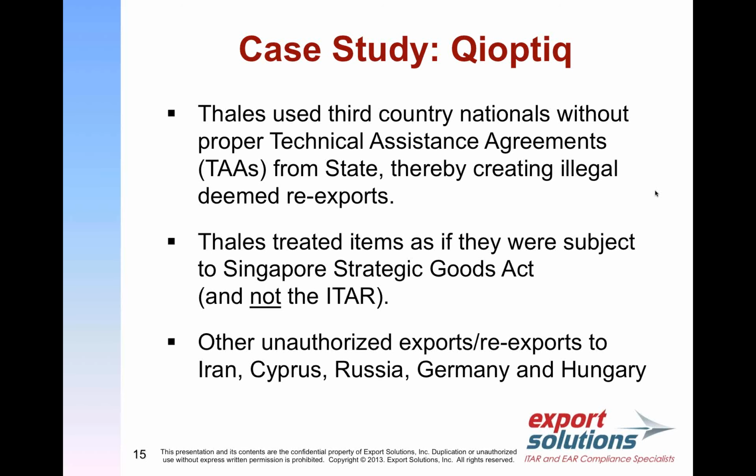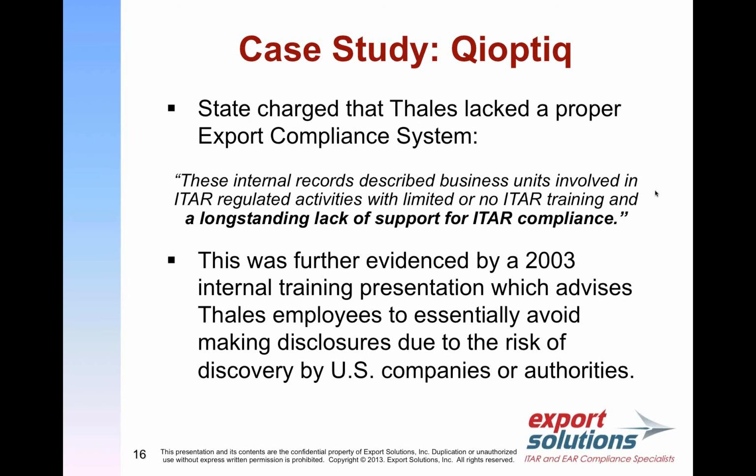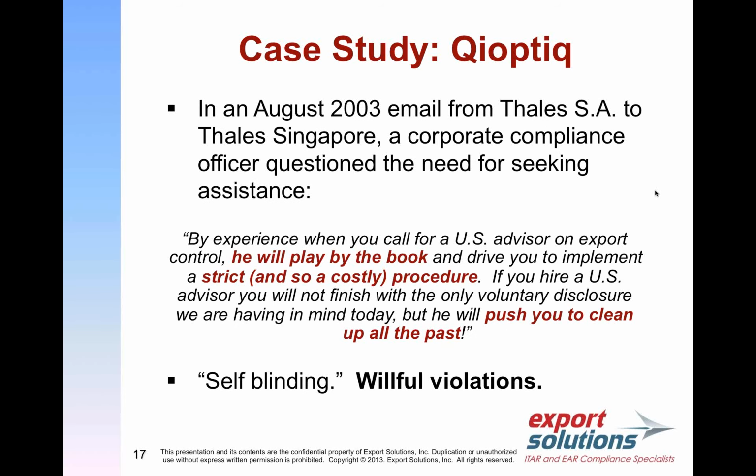And then you can see the last bullet here. They actually had a 2003 training presentation where they told their employees to avoid making disclosures due to the risk of discovery by U.S. companies or authorities. So they were actually turning a blind eye to the problems and training their employees to do the same. And you can see here their quote. They're basically saying, if you get an advisory opinion or something from the U.S. government, the person's going to play by the book. They're going to be strict. It's going to be costly. So therefore it would be a bad thing to disclose, and that's what they're saying.